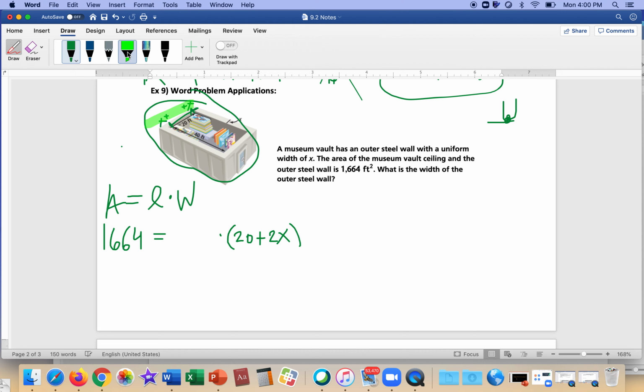Similarly, over here, if we're trying to get the length, if we know from here to here is 40 feet, we still need to add on that little piece of that outer edge of the vault. So it's 40 plus an x distance plus an x distance is 2x, right? So it's 40 plus 2x.